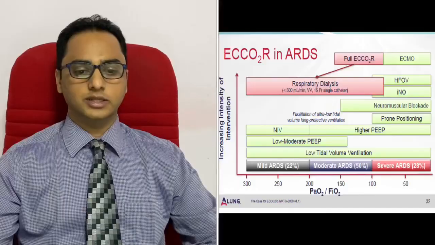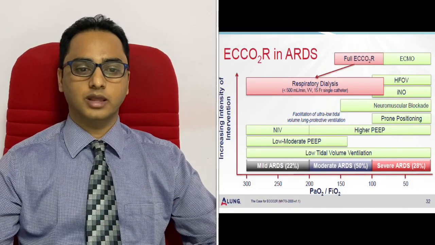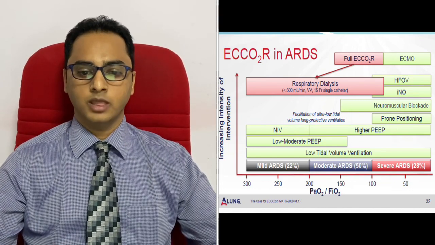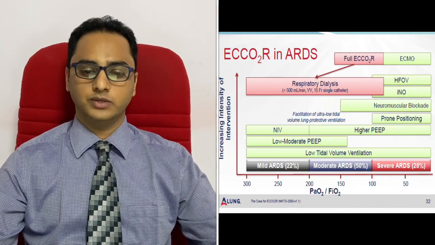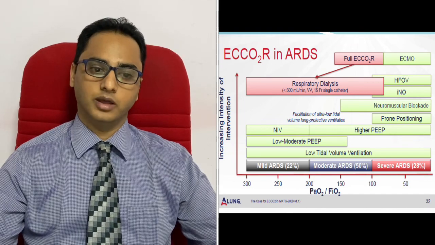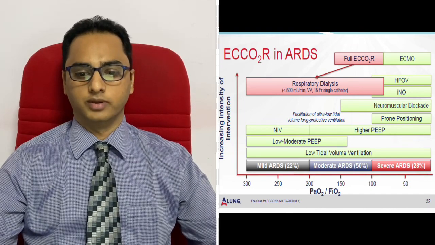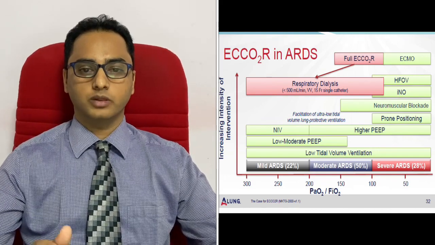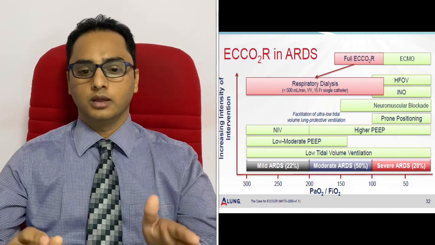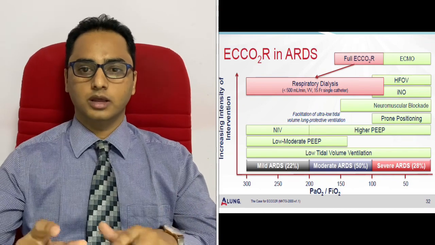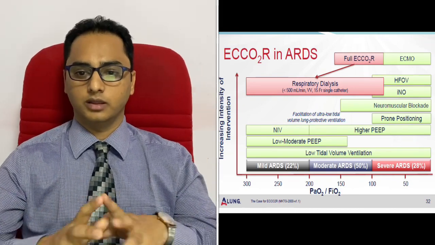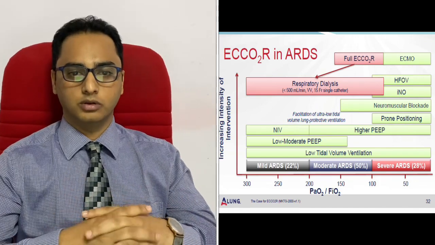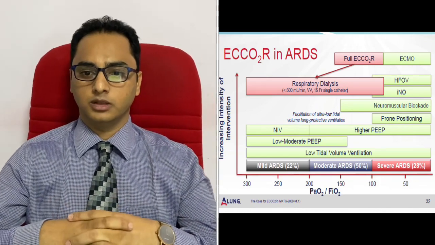In conclusion, this slide shows where exactly we can apply which therapy or intervention. Low tidal volume is the one we can apply at all levels of ARDS: mild, moderate, and severe. Low to moderate PEEP in patients with mild to moderate ARDS. Higher PEEP we can consider in severe ARDS. ECMO for severe ARDS refractory to all the regular ways of managing ARDS.